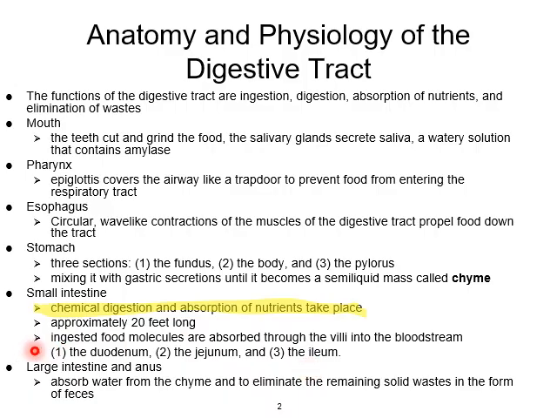And then after the small intestine, we have the large intestine and the anus. In the large intestine, this is where the absorption of the water from the chyme happens, and where the remaining solid waste is eliminated in the form of feces.